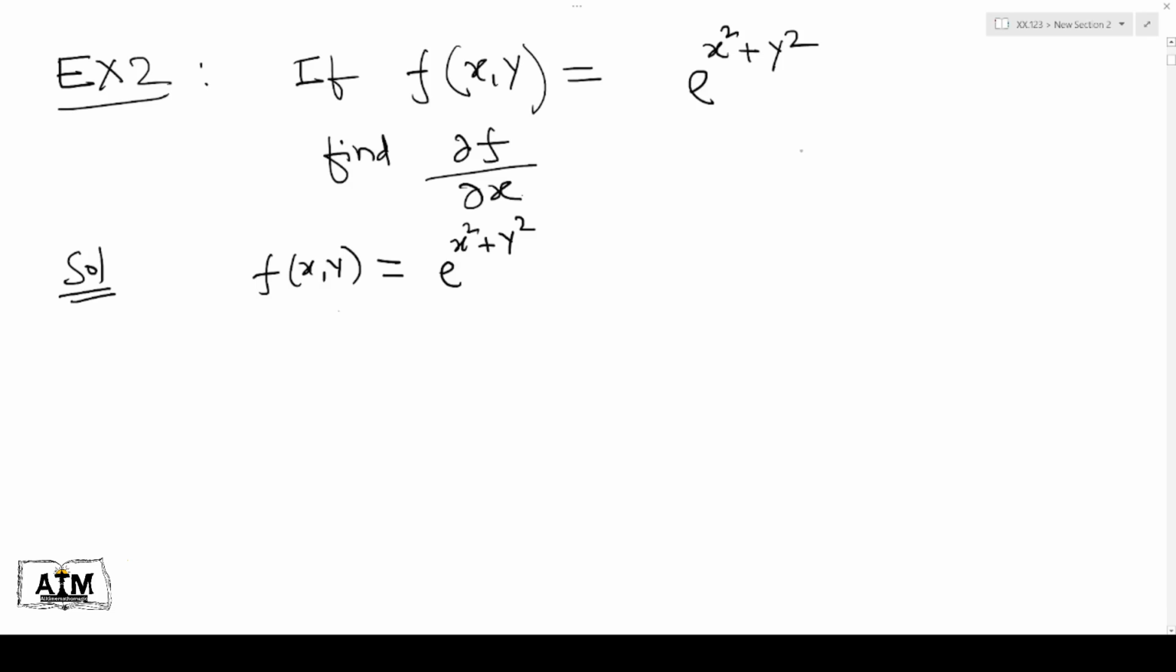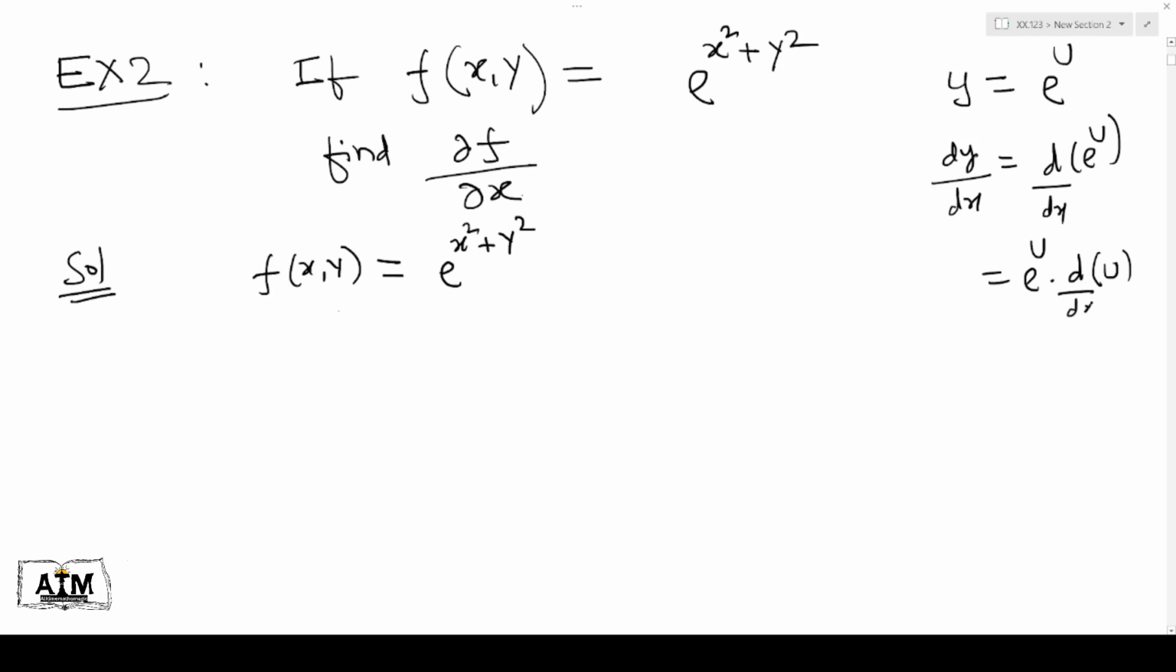Example 2, f of x, y equals e raised to x square plus y square. Here, to find the partial derivative with respect to x, we need to use the chain rule. I want to revise here. y equals e raised to u. And if you want to find the derivative of y with respect to x, then this equals the derivative of e raised to u with respect to x, which equals e raised to u multiplied by the differentiation of u with respect to x. This rule is called the chain rule.